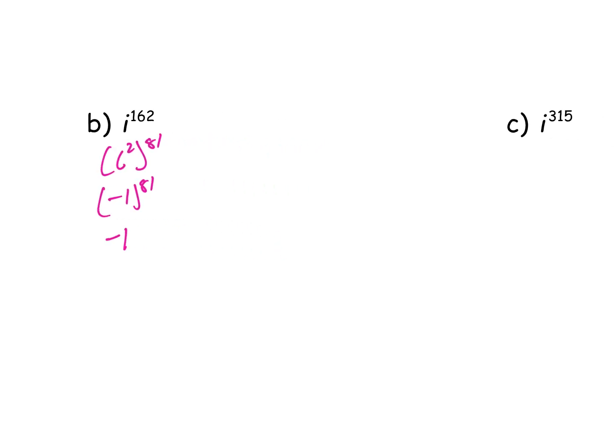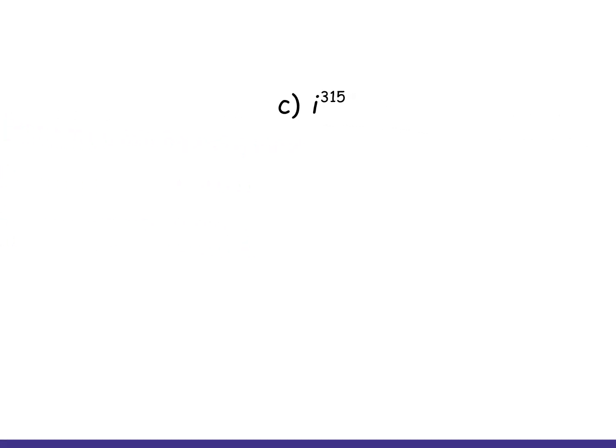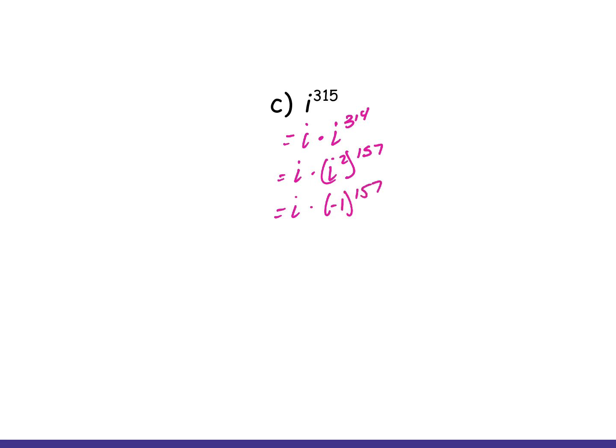And then C is a little more involved because it's an odd exponent already. So I've got i times i to the 314th, which becomes i times i squared to the 157th. So that's i times -1 to the 157th, or i times -1, which is negative i.